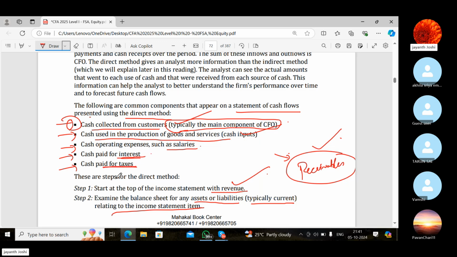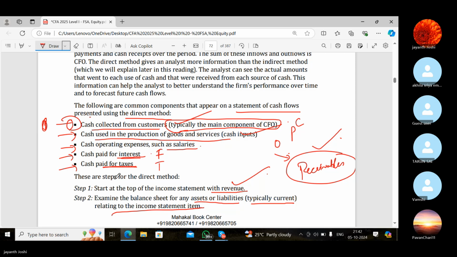Then taxes. I will tell you one way you can remember this. Revenue, cash collected from customers. So you can put customers, production, operating, finance, taxes. CPOFT, some kind of mnemonic, an easy way to understand.